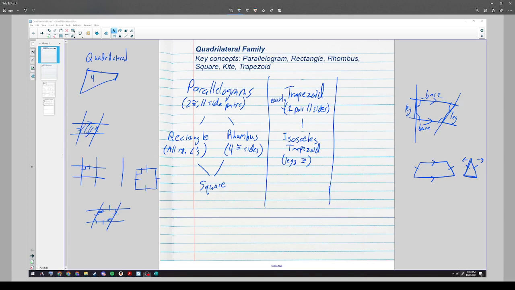And then we have another kind of special shape called a kite. So a kite looks exactly like a kite. It has two pairs of congruent sides, like that. So this side and this side are congruent, this side and this side are congruent. So two pairs of congruent sides, and those are not parallel. So if they were parallel and congruent, that would be a parallelogram.